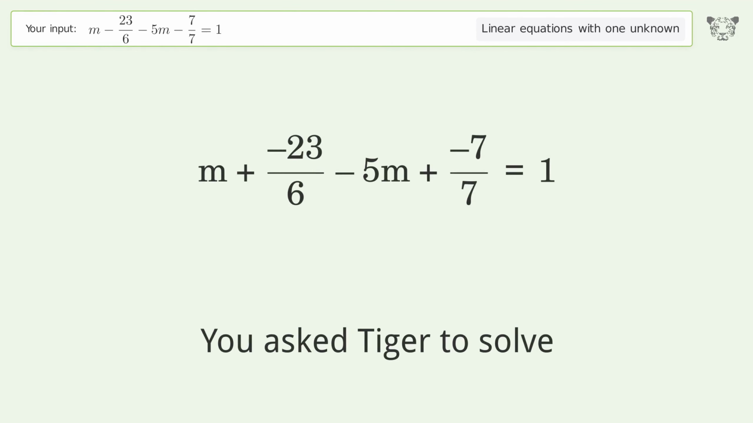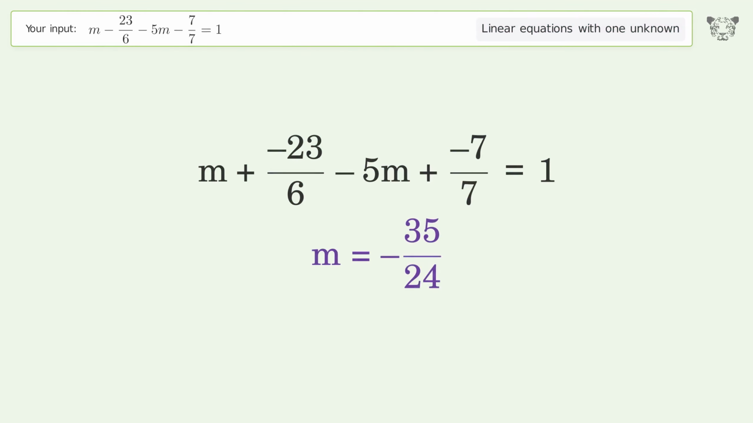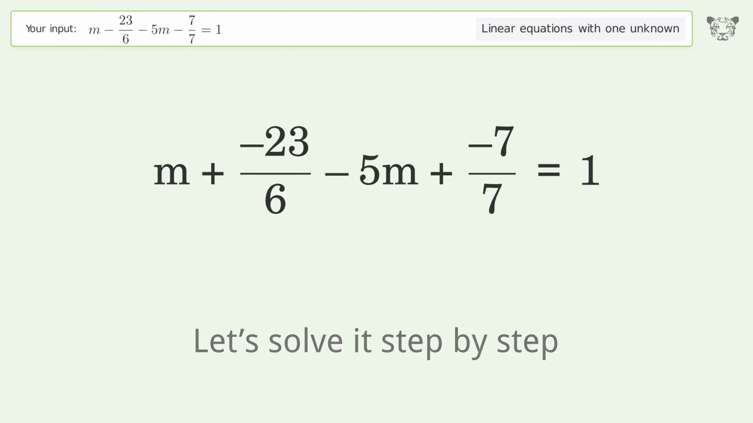You ask Tiger to solve. This deals with linear equations with one unknown. The final result is m equals -35/24. Let's solve it step by step.